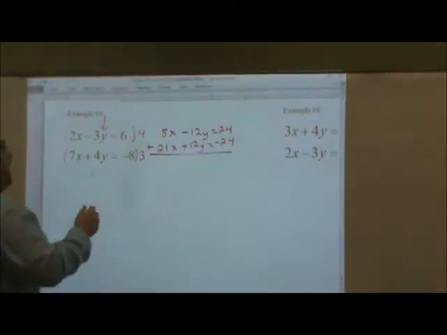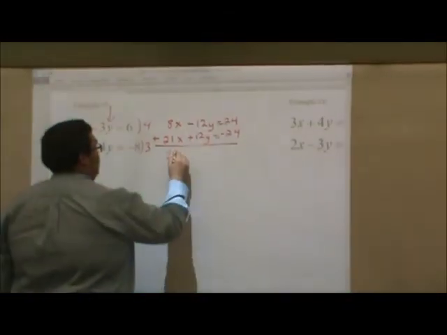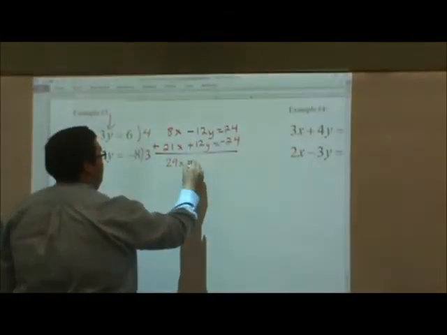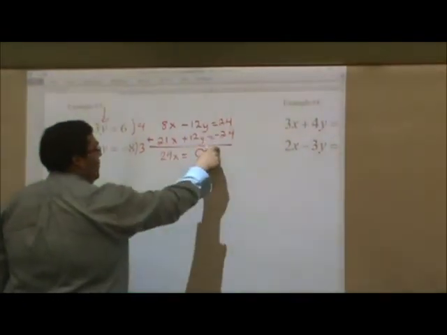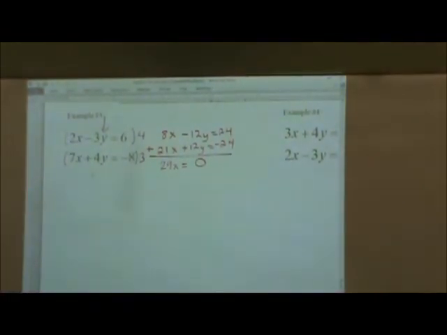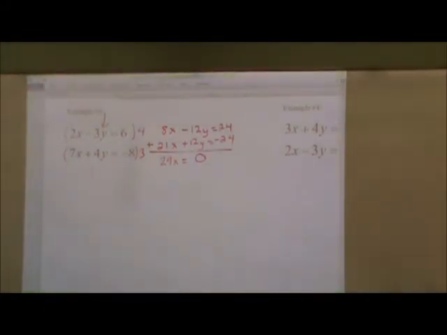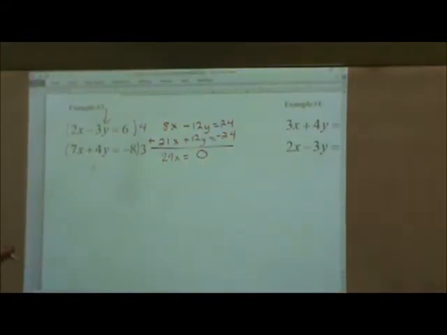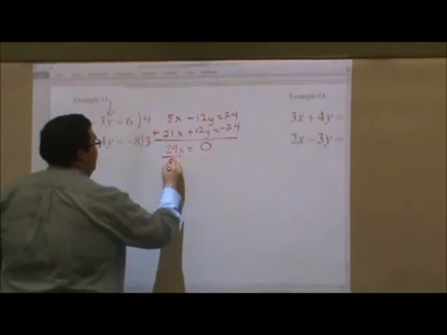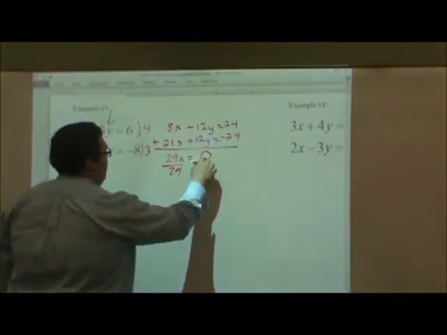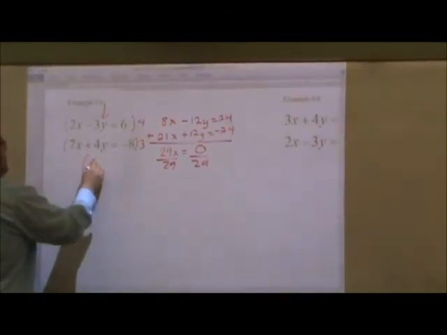So we get 29x. Those eliminate. And 0. A lot of people get confused on these problems. They say, why am I off? You did this completely correct. We divide by 29, and we know that 0 divided by a number is 0.